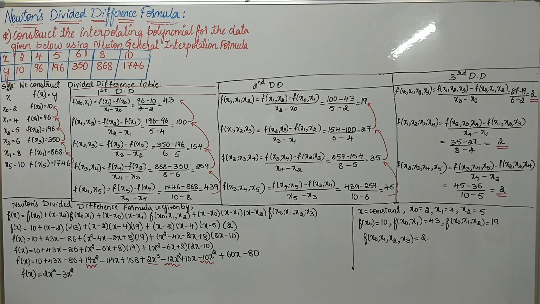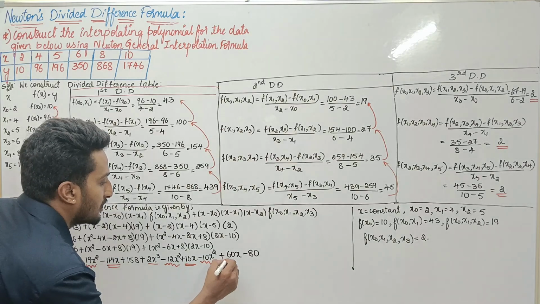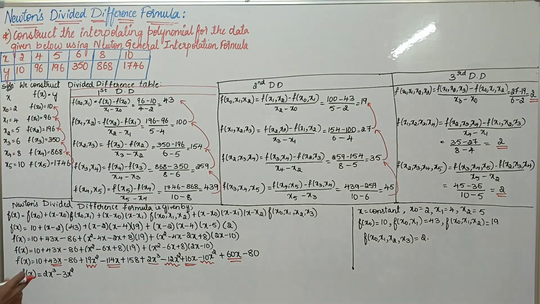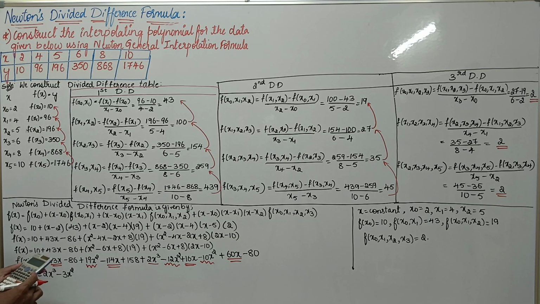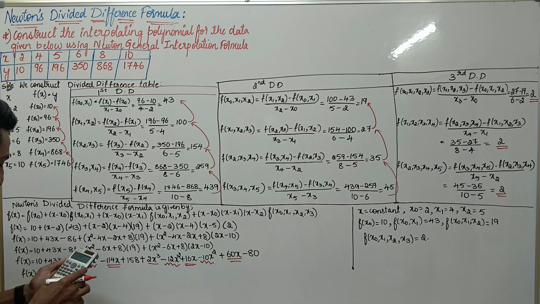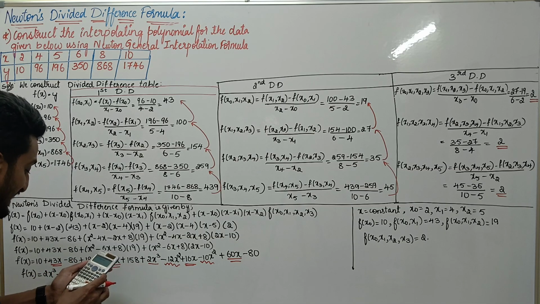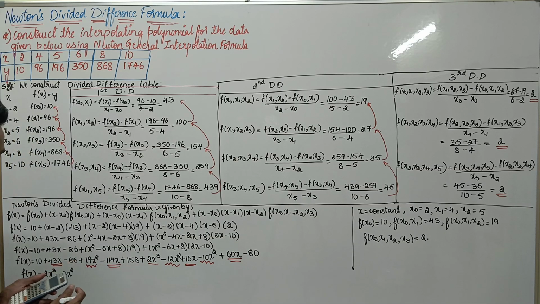Done with x cube. Now let us go with the x square term. Now let us go with the x term: 43x, minus 114x, plus 16x, plus 60x. Let us calculate, that is 43, next I have minus 114, next I have plus 16, plus 60. You get 5. That is 5x. We are done with the 5x.